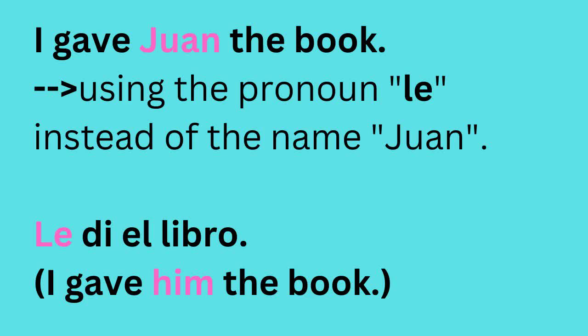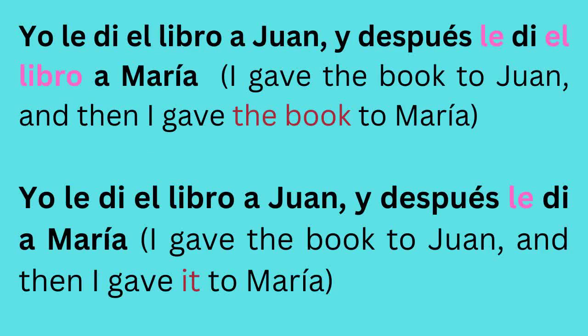Now that we know what indirect object pronouns are, let's talk about when we use them. In Spanish, we use indirect object pronouns in a few different situations. One common situation is when we want to avoid repeating the indirect object. For example, instead of saying, "Yo le di el libro a Juan, y después le di el libro a María," I gave the book to Juan, and then I gave the book to Maria, we could say, "Yo le di el libro a Juan, y después le di a María," I gave the book to Juan, and then I gave it to Maria, to avoid repeating el libro.